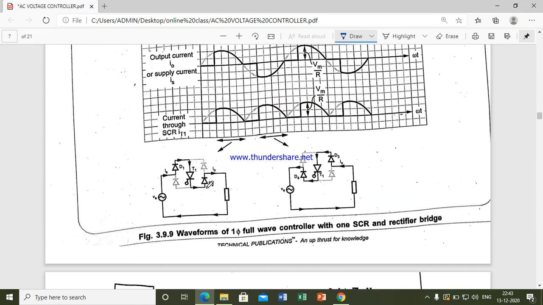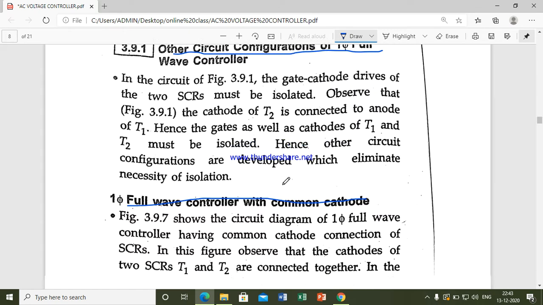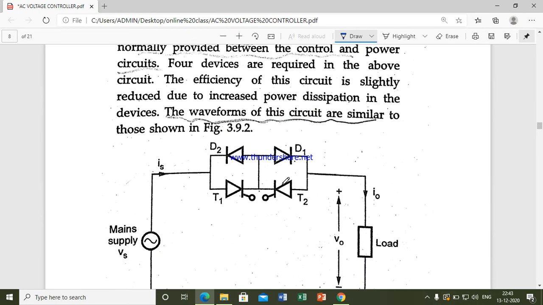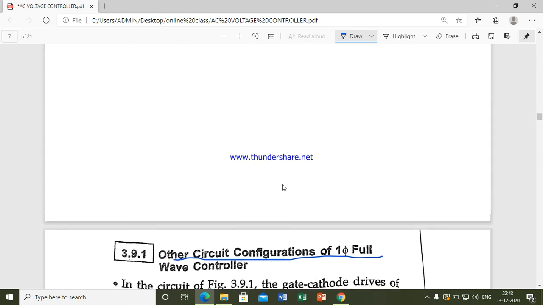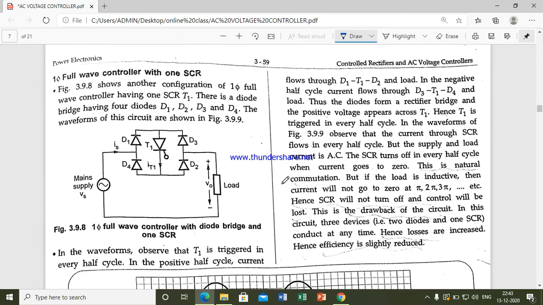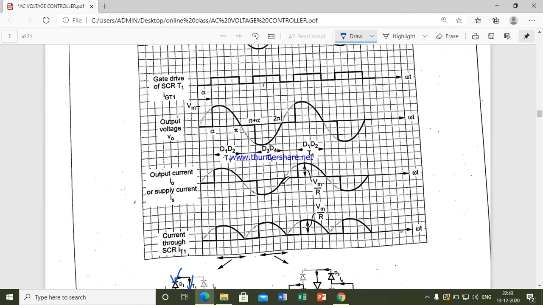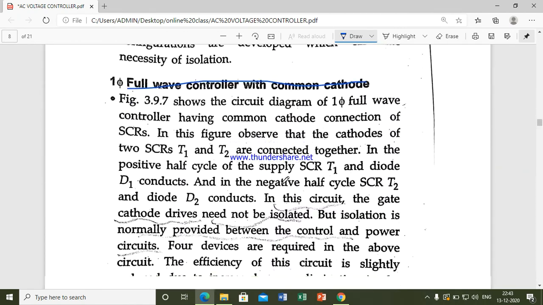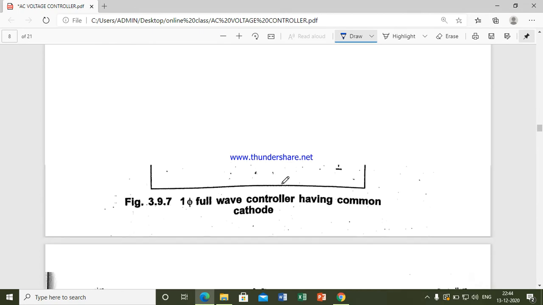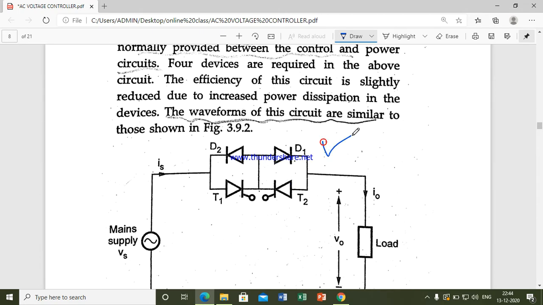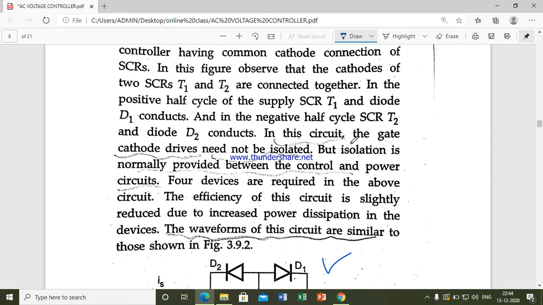In the first cycle, what happens? D1 conducts, T1 conducts, D2 conducts. Just look at your waveform and circuit diagram. Actually, for this one they have not given the waveform; that is the waveform for the other circuit.